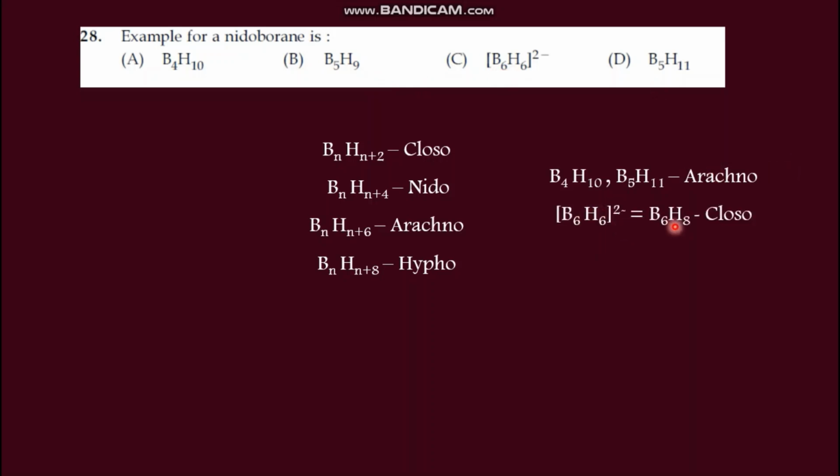as B6H8, that representing closo. So also this B5H11 means BnHn+6, that means B4H10 and B5H11 are arachno, and B6H6 2 minus is closo, B5H9 is nido. So answer B is the correct answer.